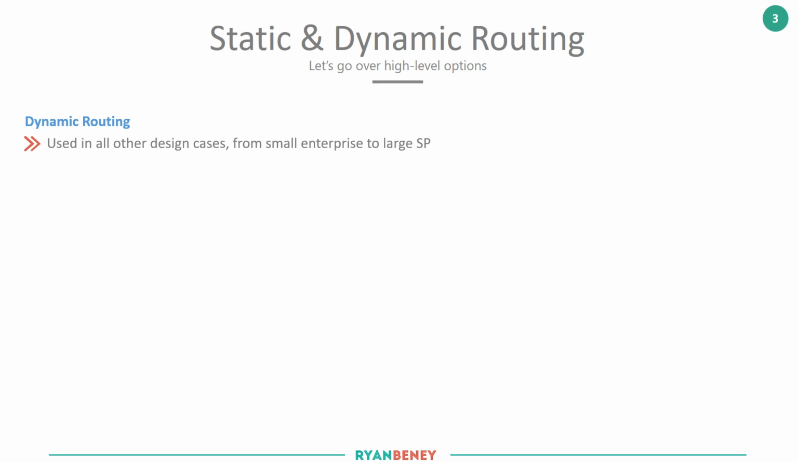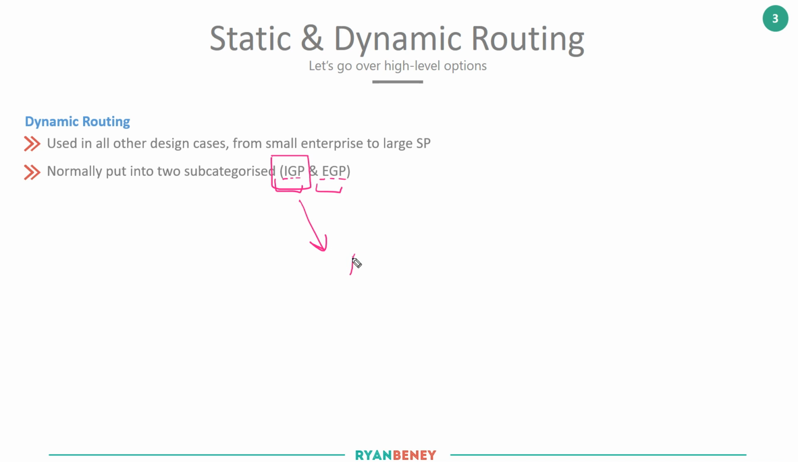So let's continue having a discussion around dynamic routing. Dynamic routing also has two subcategories, which is IGP and EGP. IGP is the interior gateway protocol and EGP is the exterior gateway protocol. Now for the CCNA, you're primarily focusing on IGPs.